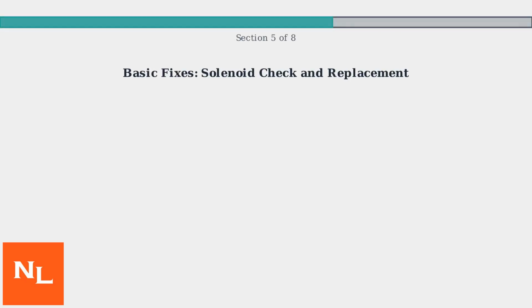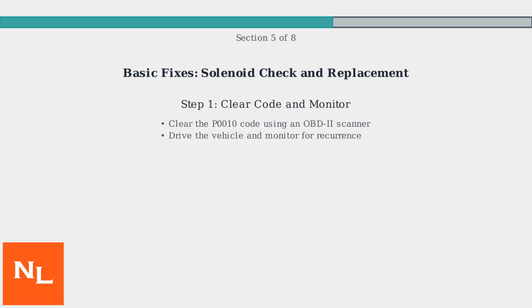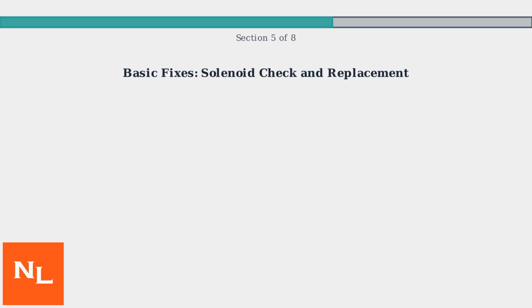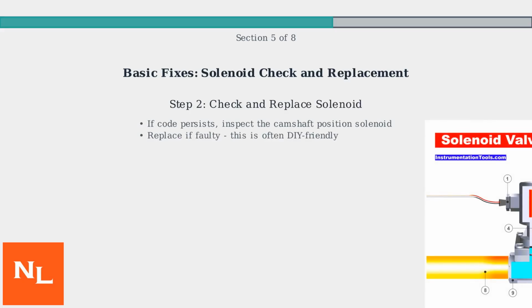Basic fixes for the P0010 code start with clearing the diagnostic code and monitoring if it returns. Clear the P0010 code using an OBD2 scanner, then drive the vehicle to see if the code returns. If the code returns, inspect and replace the camshaft position solenoid. This repair is often suitable for DIY mechanics.